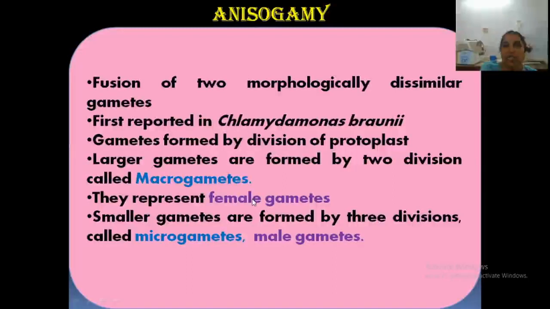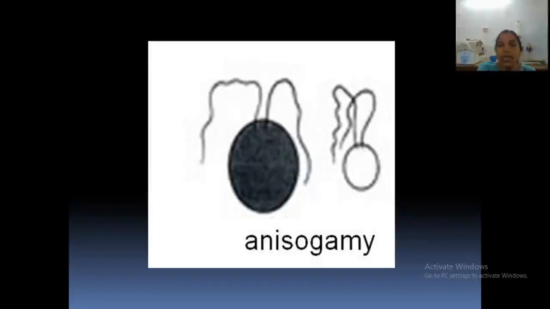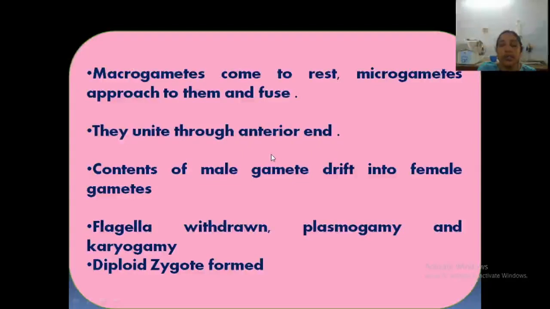So size difference is there, that is anisogamy. Okay, now these are two morphologically dissimilar gametes, one is small, one is large. Then these gametes are liberated and undergo rest, they fuse at the anterior end. See the difference here. Contents of the male gamete drift into the female gamete.